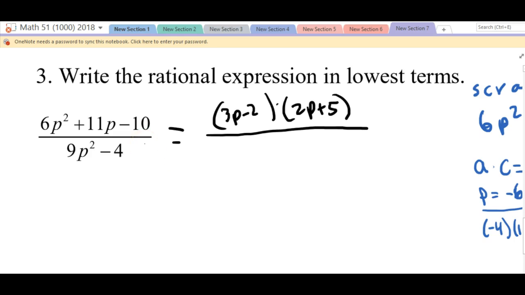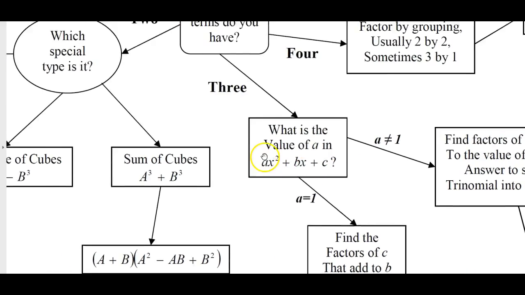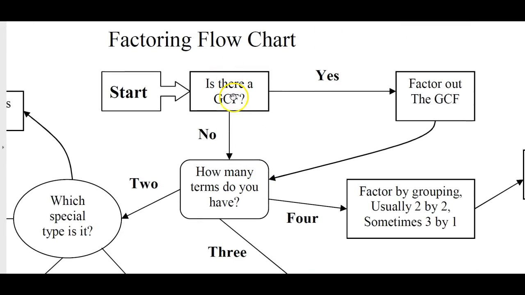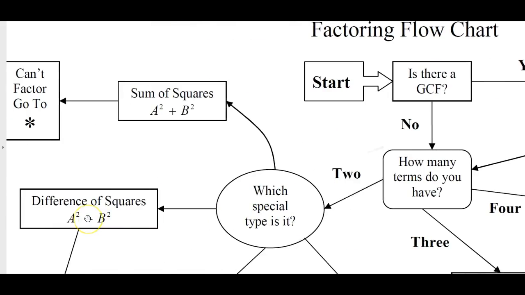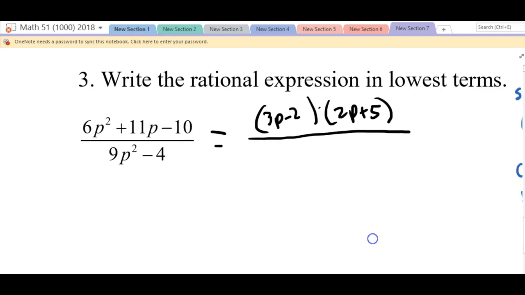Difference of squares, right? So first of all, GCF is 1, right? Last time flowchart. So GCF is 1, 2 terms, and then because there are squares present in the polynomial, that probably tells me, oh, let me check to see if it's this, difference of squares. All right. And so we see that the 9p squared, well, that's the same thing as 3p squared, right? And 4 is the same thing as 2 squared. So it's a difference of squares.